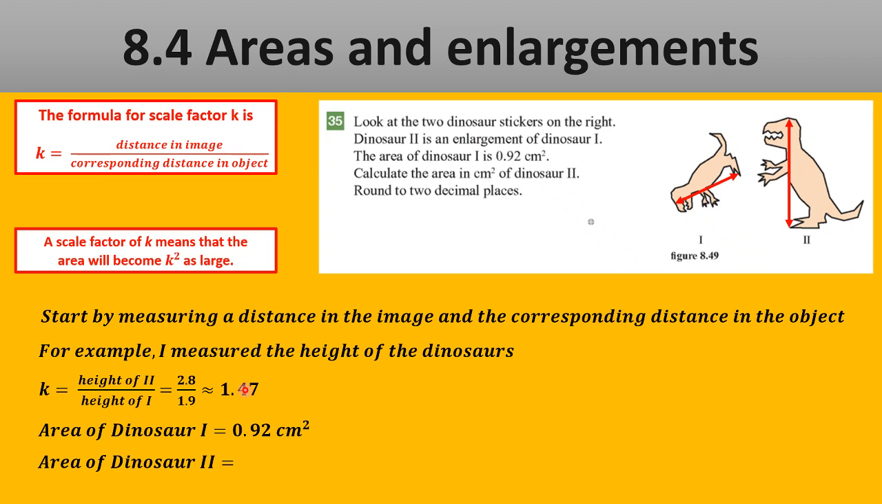The new area will be 0.92 times K squared. So this number squared. That means 1.47 squared, which will give me approximately 1.99 squared centimeters. So remember, I can find K squared by first calculating K, and therefore you should in this case first measure two corresponding distances, divide them in the correct way, and then say, well, my new area will be that squared as large.